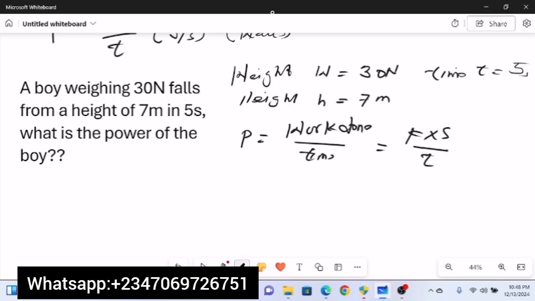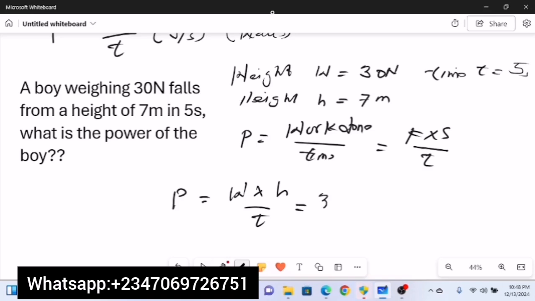But what then is force? This boy is falling under gravity. That means the force possessed by this boy becomes the weight of the boy. So you have power to be, in place of force, the weight of the object multiplied by distance. And in this case, distance becomes the height. So in place of x, we simply have height all over time. So this is going to be equal to, the weight of the boy is 30 newtons.